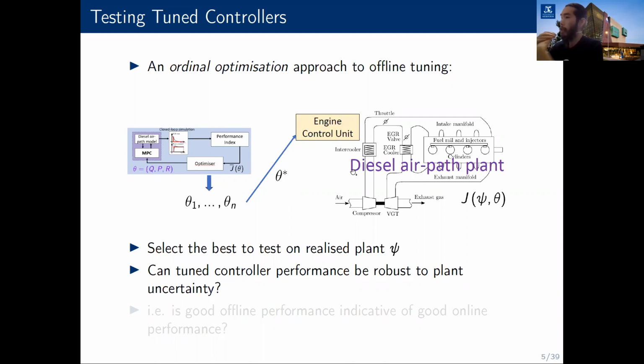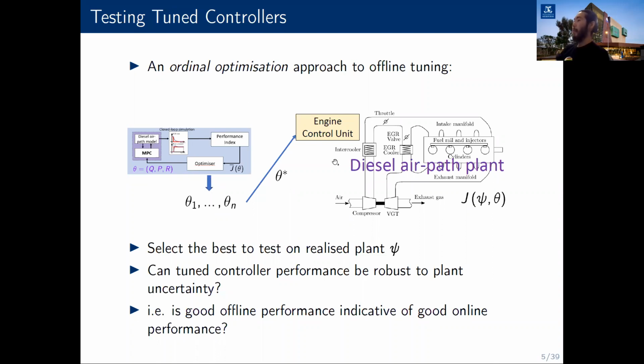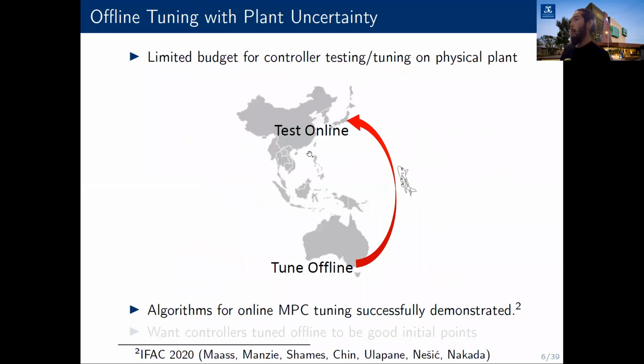So a question that can be asked here is, can the performance of this tuned controller be robust to the inevitable plant uncertainty? In other words, if you observe some good performance offline, is that going to be indicative of good online performance? And so now I'll come up with a few motivating examples for why I want to consider a question of this type.